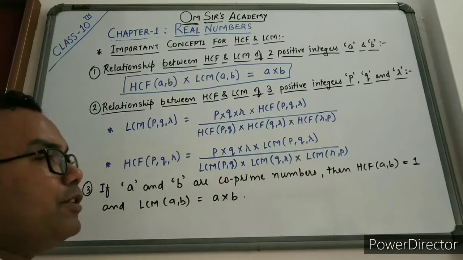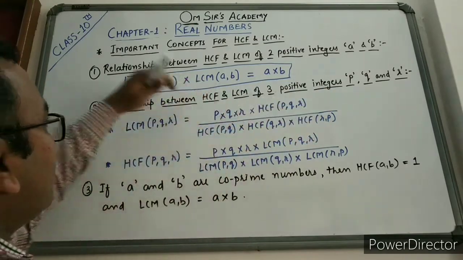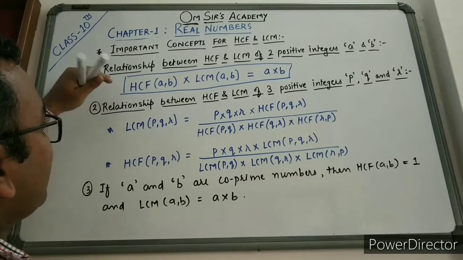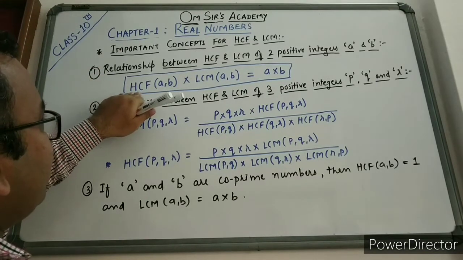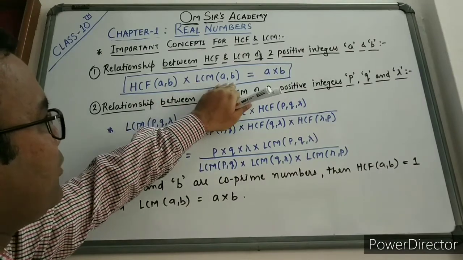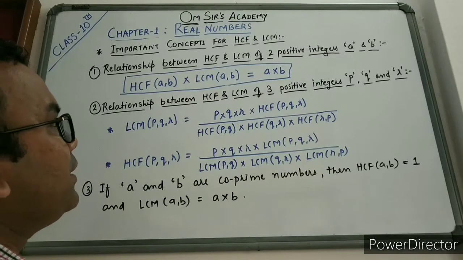Okay friends, if you are given any two positive integers a and b, what can be the relationship between HCF and LCM and the numbers? The HCF of the two numbers multiplied by the LCM of the two numbers will be equal to the product of the two numbers. Is it clear, friends?